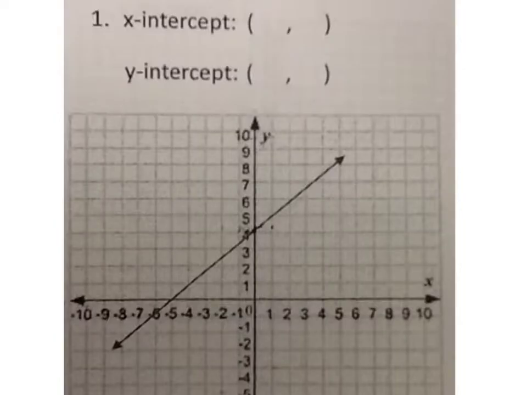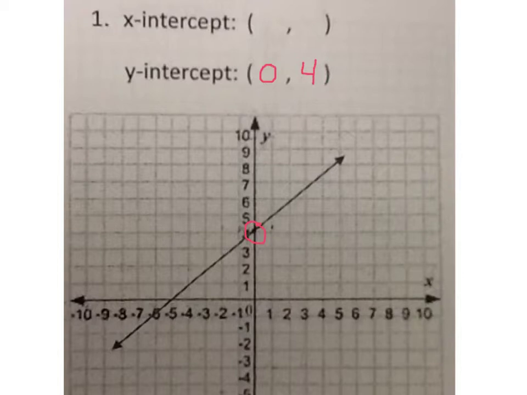Let's take a look at number 1. Perhaps we should look first at the y-intercept. We used the y-intercept yesterday when we graphed from slope-intercept form. The y-intercept is on the y-axis, so the x-coordinate is 0. If we look at the graph, we find that the line crosses the y-axis at y equals 4. So, the y-coordinate of the y-intercept is 4.